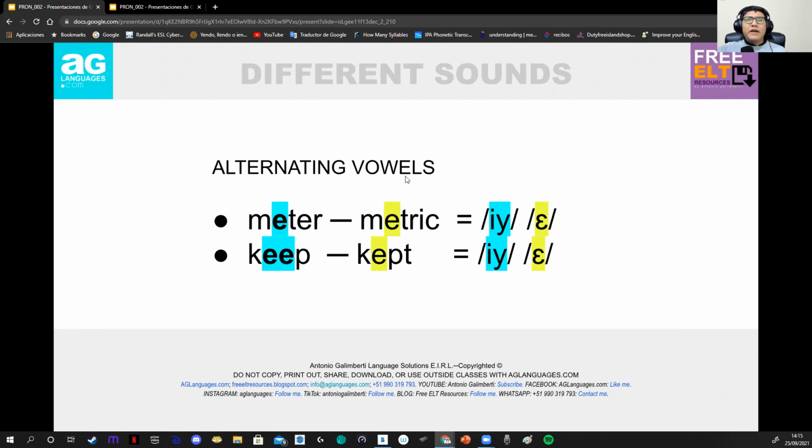We have alternating vowels. For example, here, we have the same vowel and different sounds. We have in the first word, E, meter. But in the second one, it is not metric, but metric. Meter, metric. Double E, keep. Okay, kept. E, keep, kept.